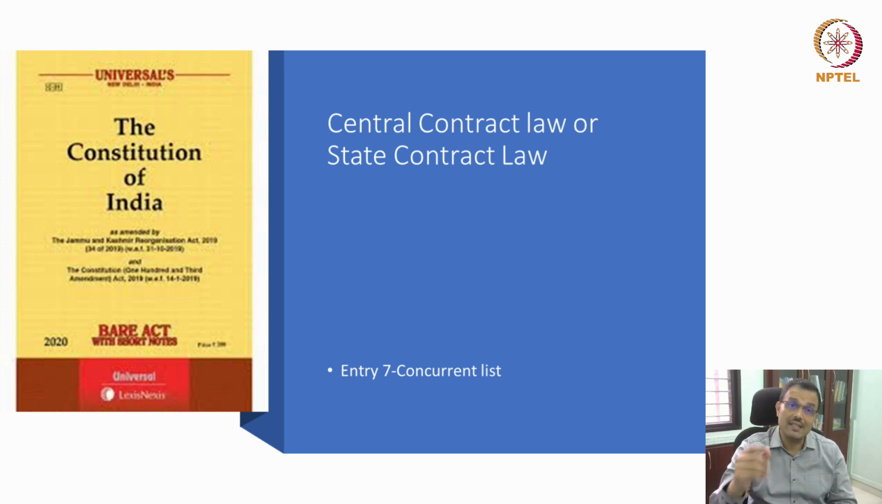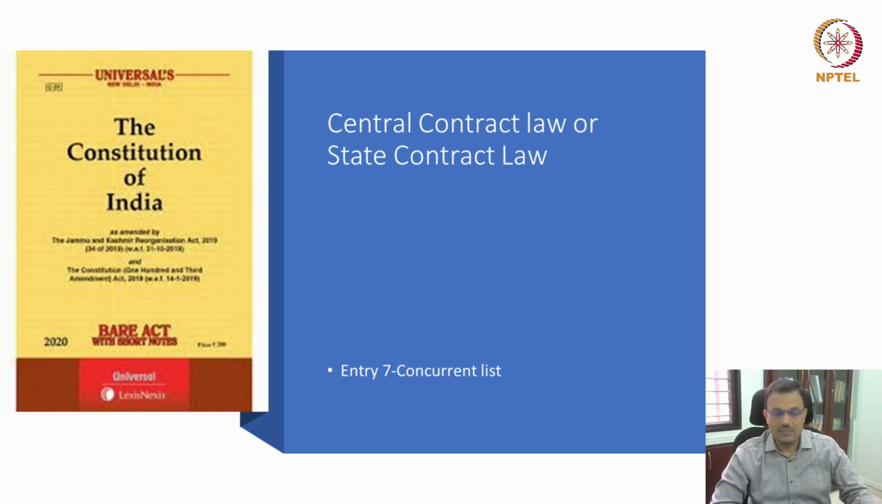Now, these are subjects in which the center and the state both can legislate. However, if the central government makes a legislation, it will inevitably prevail over state governments, because we are a kind of a union and a federation, and hence the union government is strong, and a central law will prevail over every state law. And hence you will notice that the Indian Contract Act, friends, is a central law. Though it was made by the British, it is applicable to the entire territory of India.